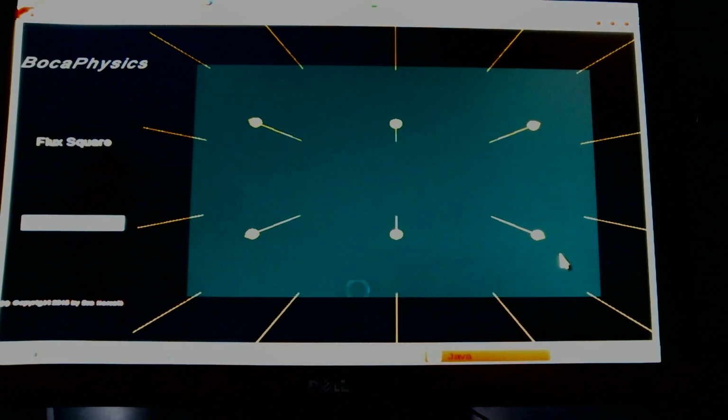In this BocaPhysics video, you'll see simulations on flux and Gauss's law. In this first simulation, you'll see the flux through a square. In this region of space, the electric field is uniform and is depicted by the arrows.